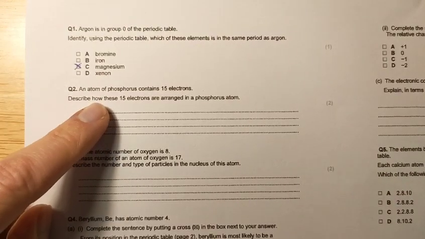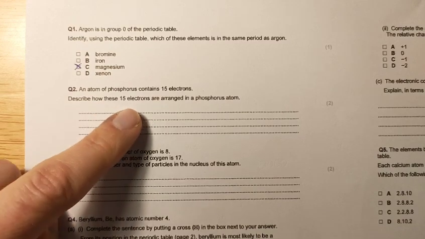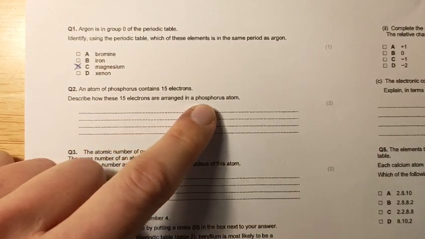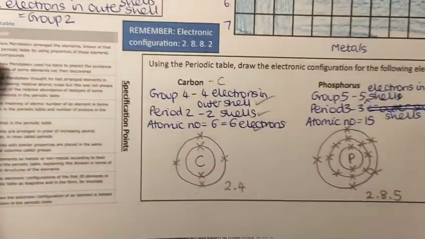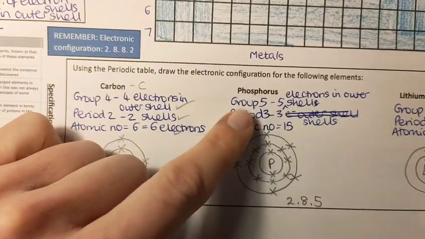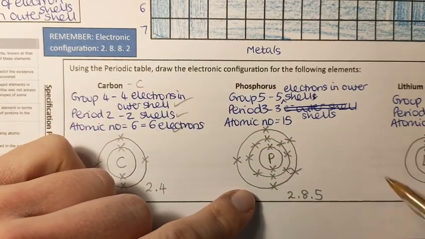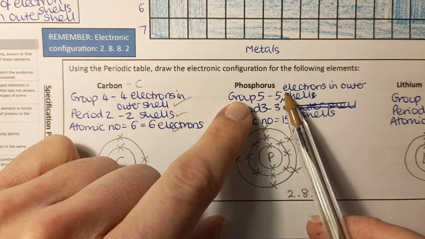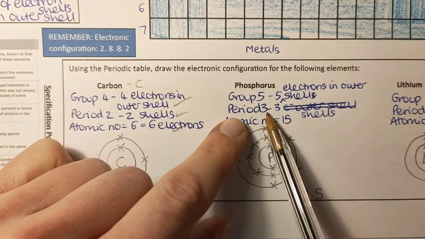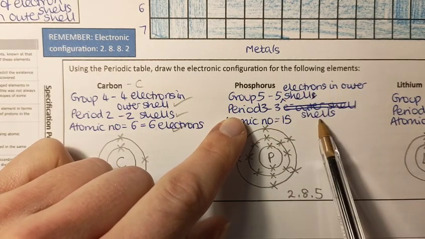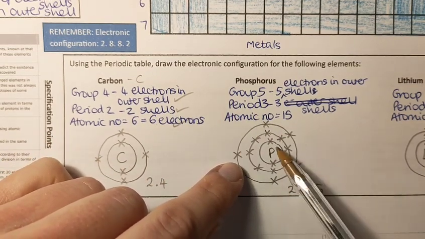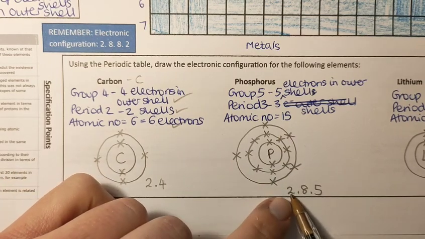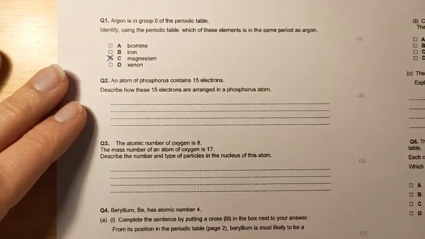Next one, an atom of phosphorus contains 15 electrons. Describe how these 15 electrons are arranged in a phosphorus atom. Okay, well actually if we look back at our revision map, we've already done phosphorus. So how are they arranged? Well, we've already worked out that it's in group 5, so there's 5 electrons in the outer shell. Period 3 says 3 shells. And the atomic number is 15. So we worked out here, we got 5 in the outer and then 2 and 8 before. So we've got 2.8.5.